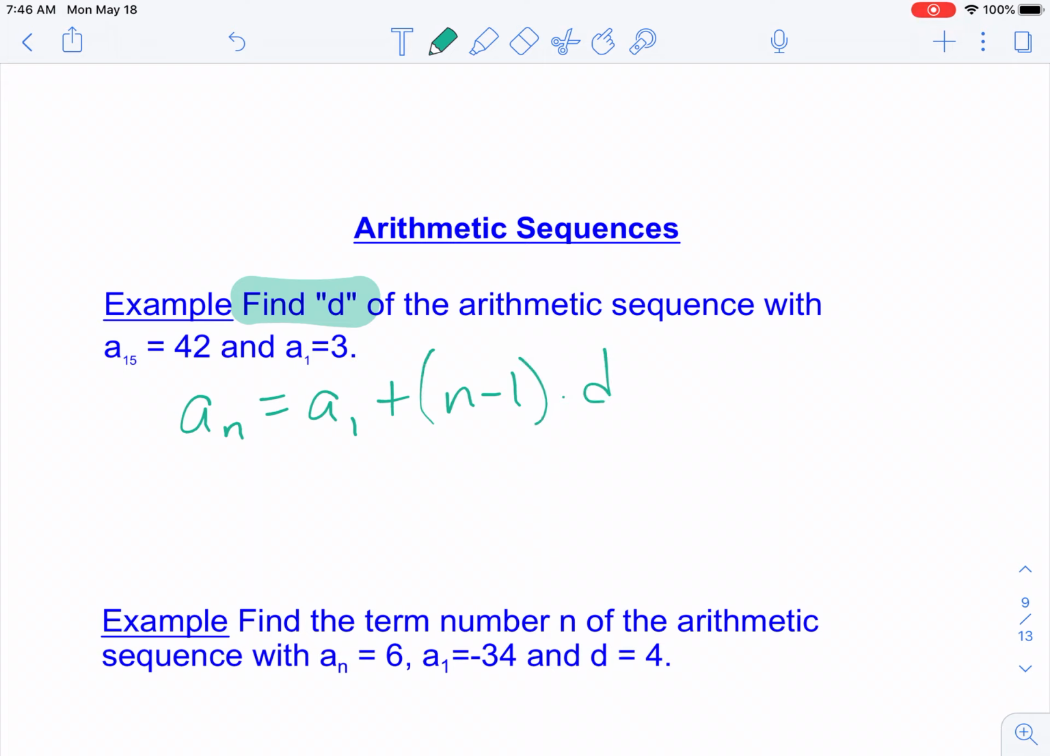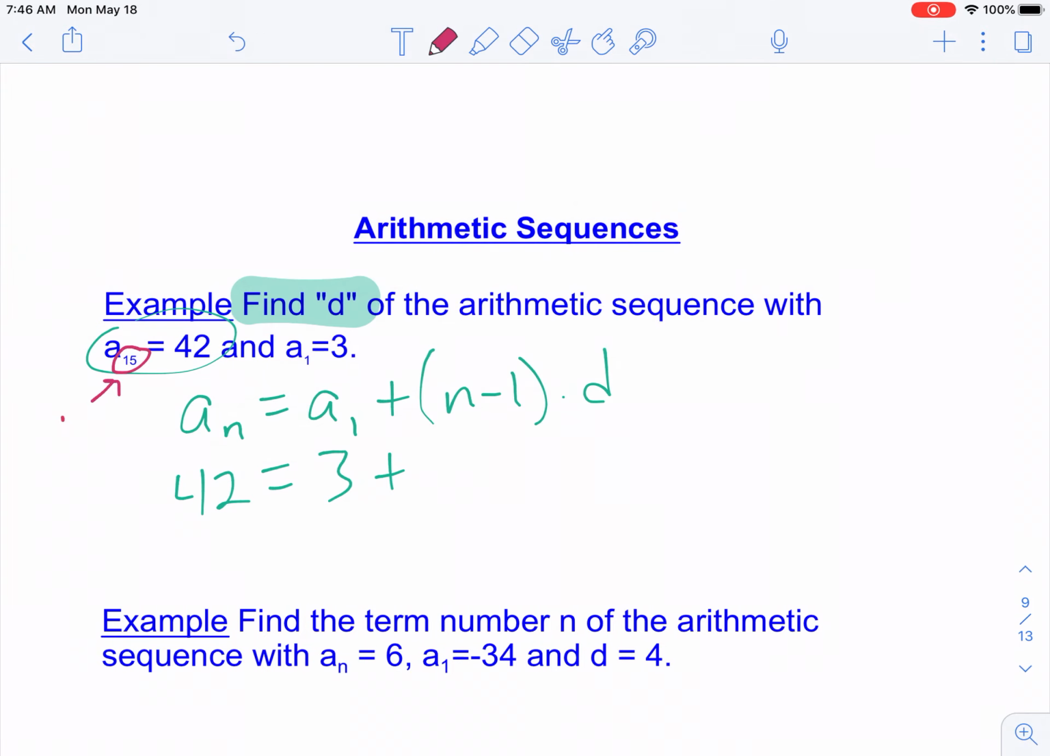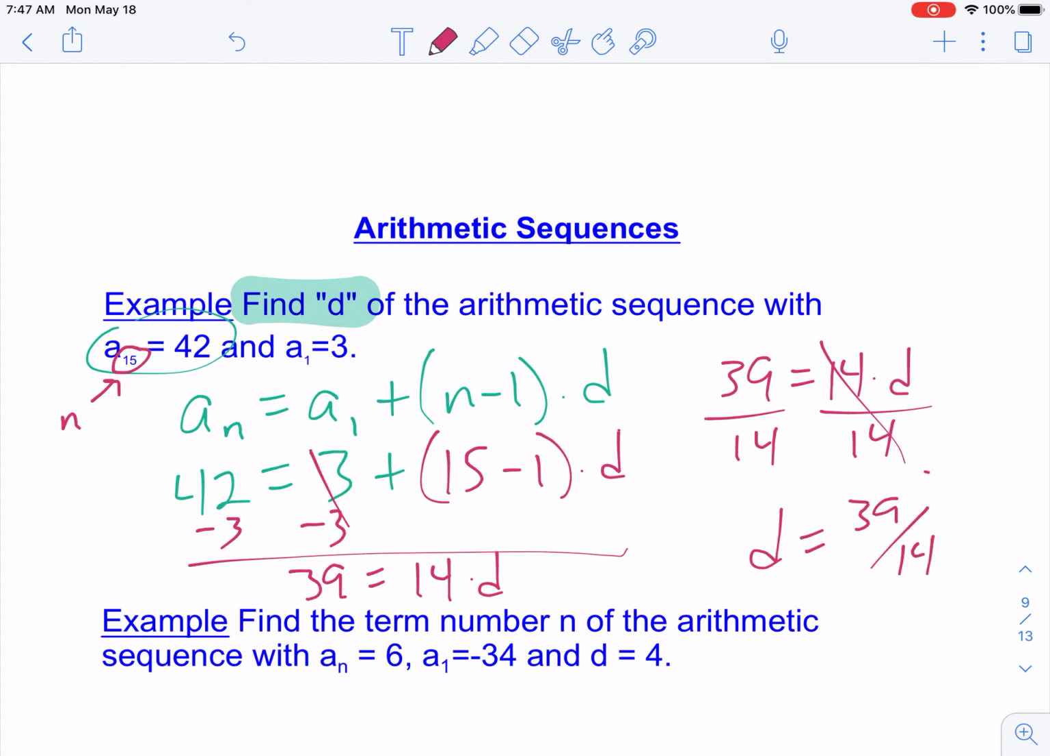So an is here. We know an is 42. a1 is 3. Now, what's our little subscript on that number? That's n right there. n is 15. We don't know d, so now we got to solve this. We would solve it by subtracting 3. So we get 39 equals 15 minus 1, which is 14, times d. So 39 equals 14 times d. Divide by 14. This comes out to some weird fraction, 39 over 14. But that's the right way to do it.